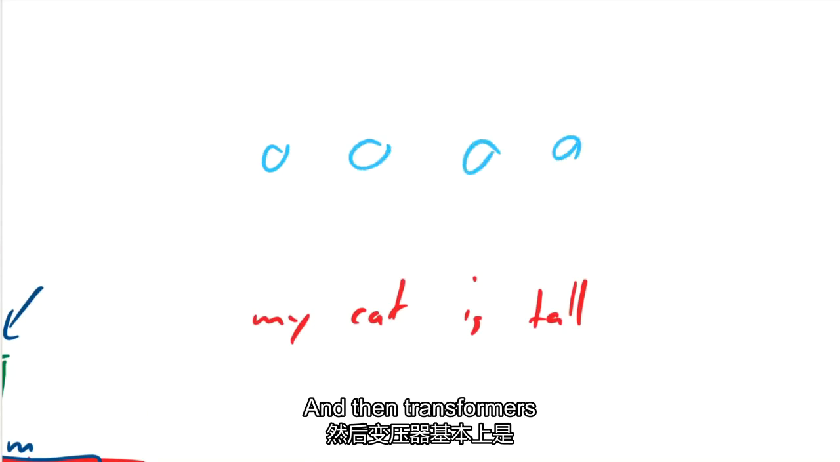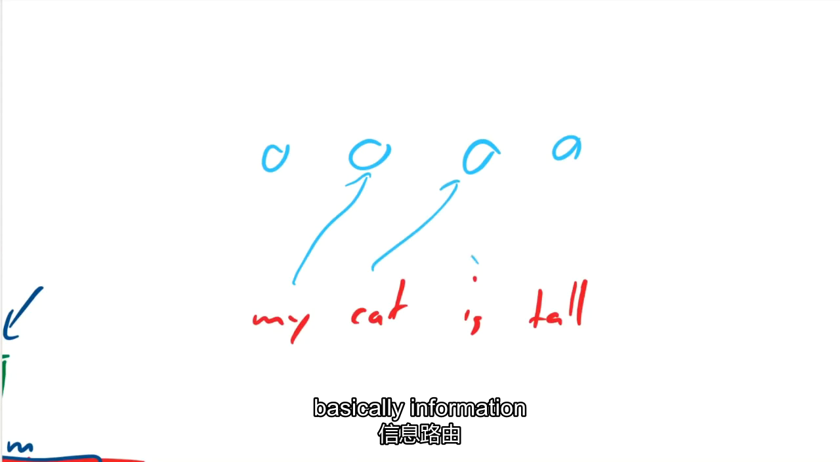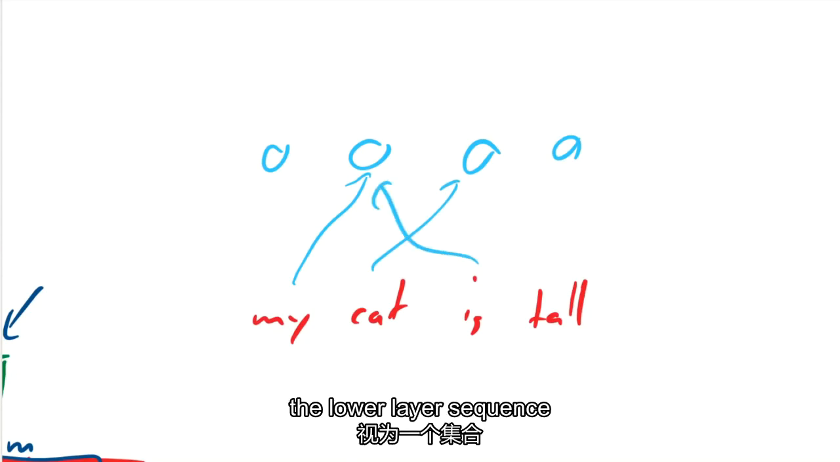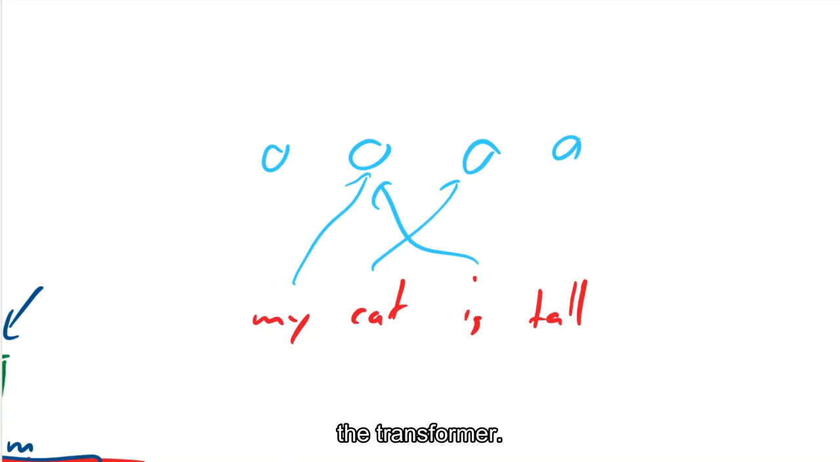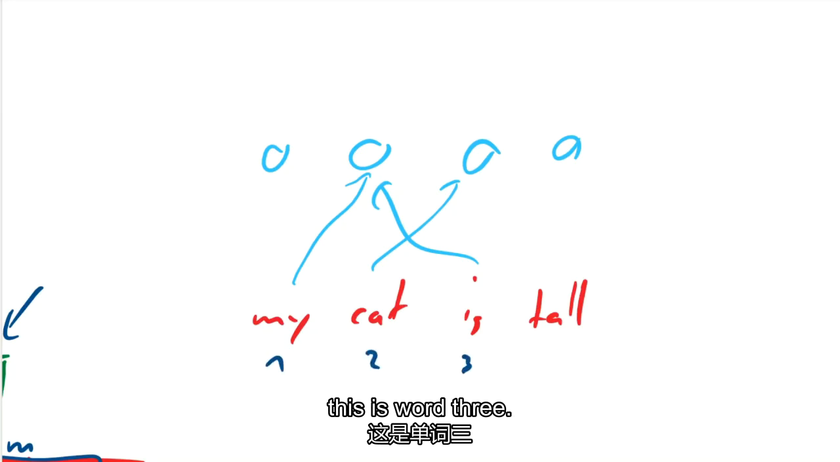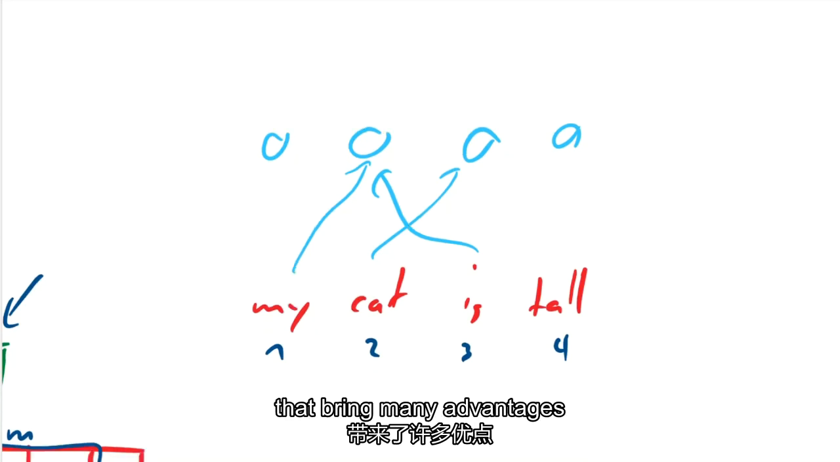sequence of equal length, the transformer is basically information routing. The transformer simply sees the lower layer sequence as a set, not as a sequence. It has no notion of what's neighboring to what or what comes from where. So it pays to tell the transformer, by the way, this is word 1, this is word 2, this is word 3, this is word 4. There are various ways to do it. Transformers usually have fairly complicated sine wave based positional encodings that bring many advantages with them.